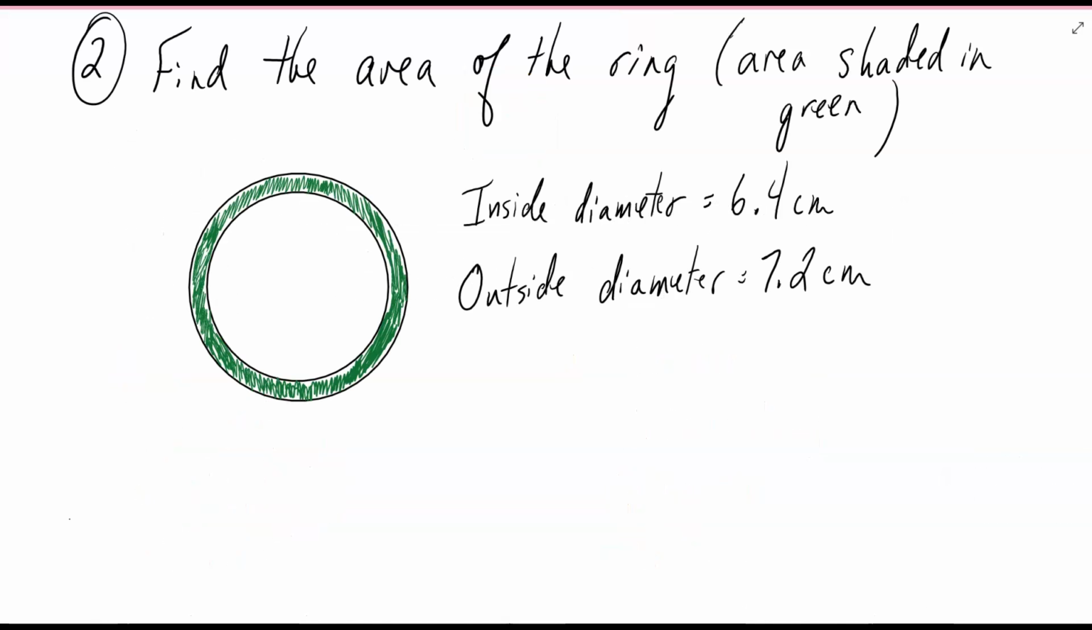In this next one, I'm going to ask you to pause the video and think about how you would find the area of just the shaded area in green. So the ring. And you're given an inside diameter and an outside diameter. Remember, those are diameters. So pause the video, see if you can find the area of the shaded area in green. When you're back, I'll be taking it up.